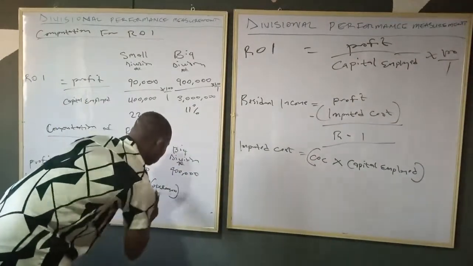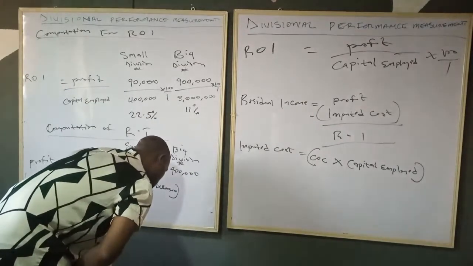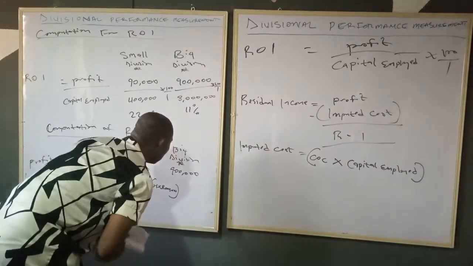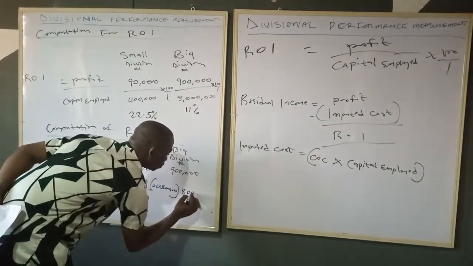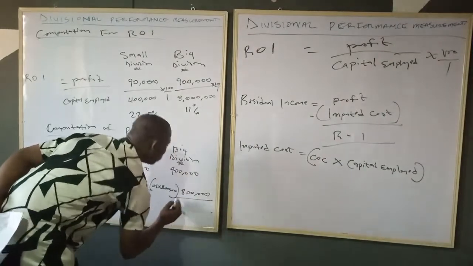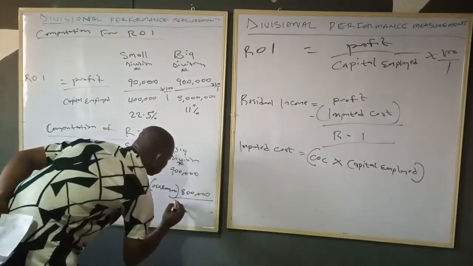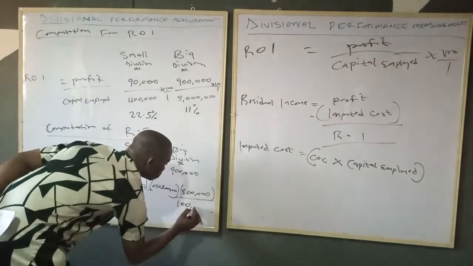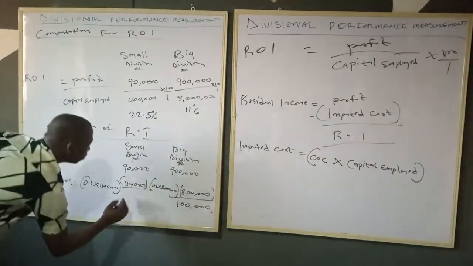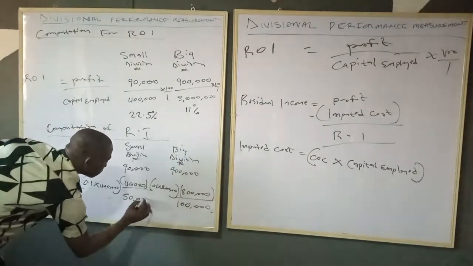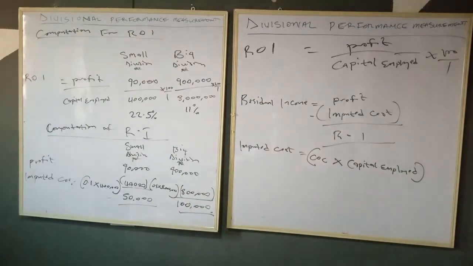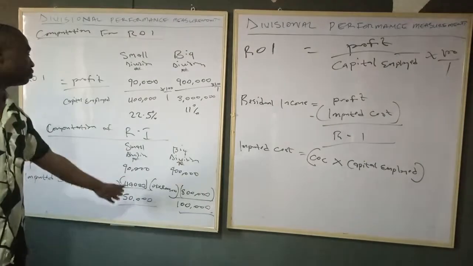And here, 0.1 multiplied by 8 million, we get 800,000. So when we subtract 800,000 from our profit, it is going to give us 100,000. And here is going to give us 50,000. So this is our residual income for the two divisions, which is the small division and big division.